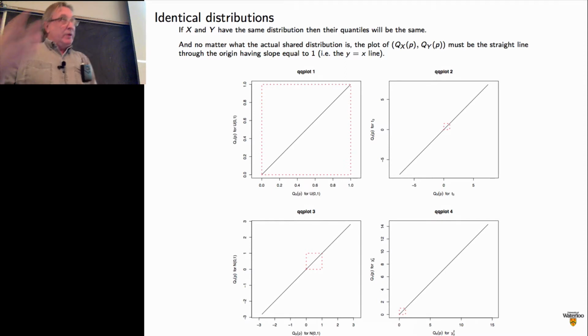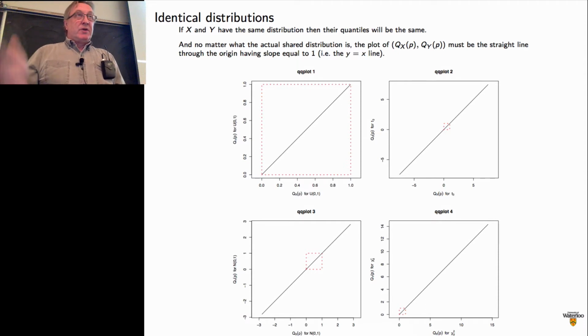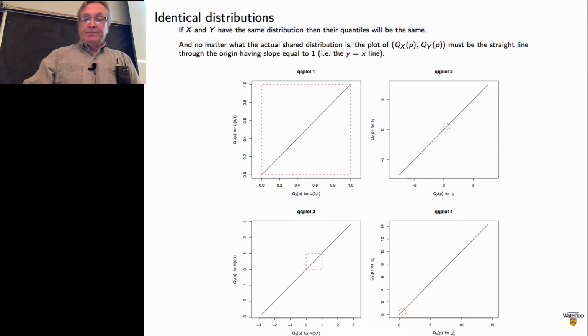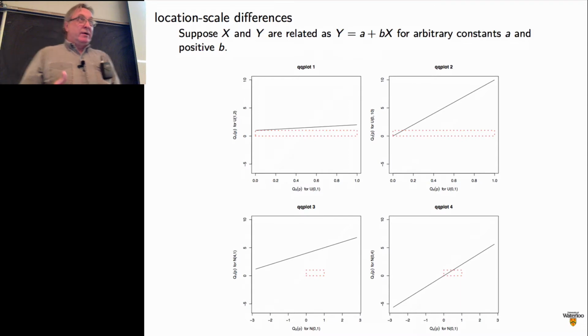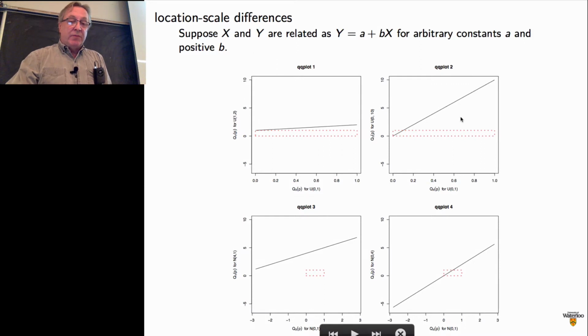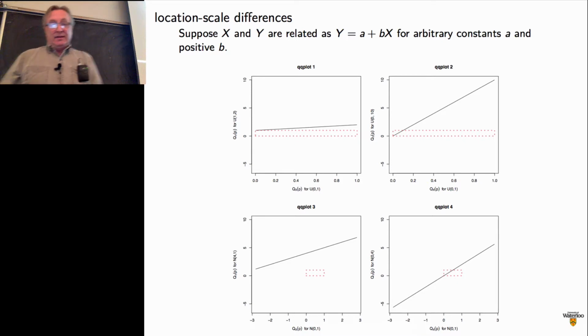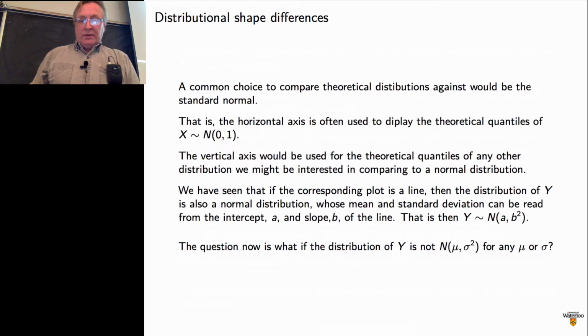And when we do that, when they're exactly the same distribution, of course, that curve is going to just be a straight line because q of x equals q of y for all p. If the two distributions are related simply by a location-scale change, that is, the distribution is the same in every other way, the same family, just different location and scale, you'll also see a straight line. It's just that it will have a slope and intercept corresponding to the scale and the location change. So we looked at all this last day.